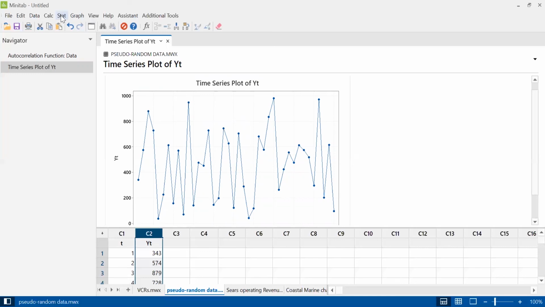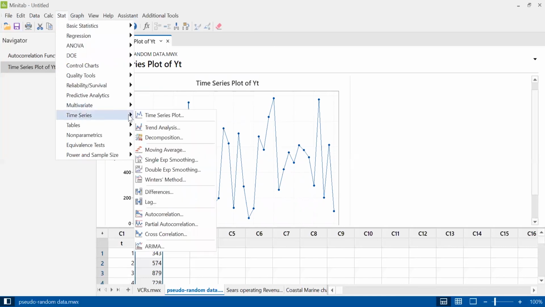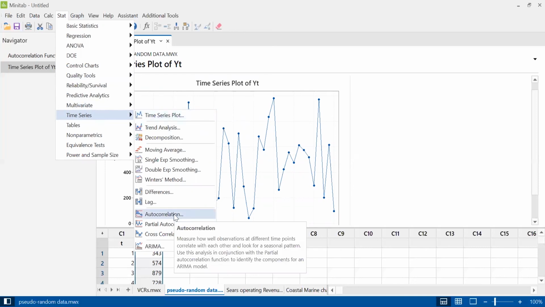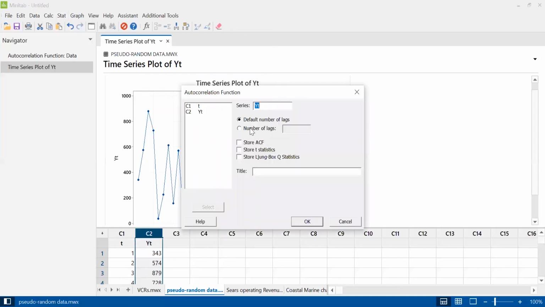Next, let's do the autocorrelation graph. So go back to Stat, Time Series, and then click on Autocorrelation. Again, if this is the first time you're doing this, the box for series will be empty. Just double click on YT, our data, and that will be filled into the box directly. We will still use the default number of lags. That should be sufficient for us to make a decision. So let's click on OK.